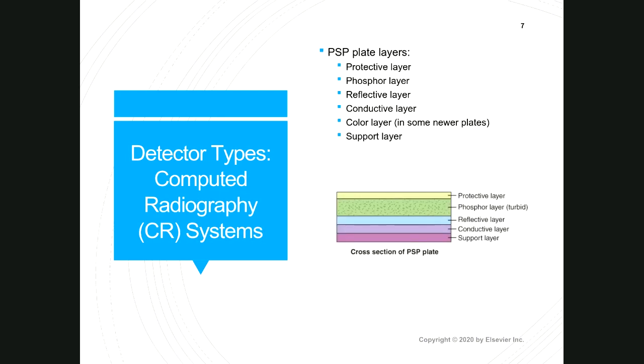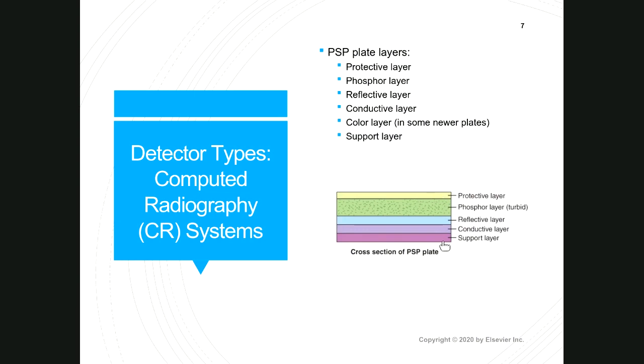If we look at a cross-section of a PSP plate, there are several layers in this plate. Now, I recognize that this looks like it's pretty thick, but this is about the thickness of a piece of cardboard. Okay, so all these layers are contained in something that is about the thickness of cardboard, or even like our radiographic film. It's about the thickness of a piece of radiographic film. So the layers you have, this would be the top layer, and this is the bottom layer.